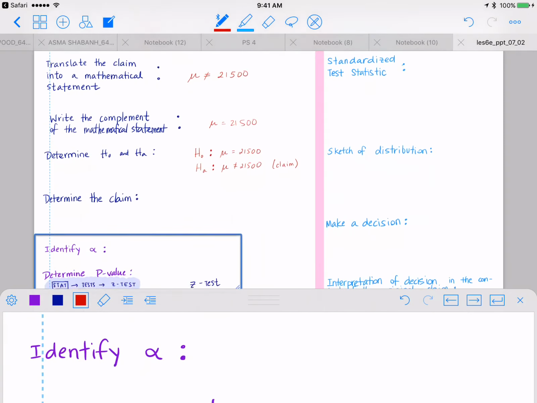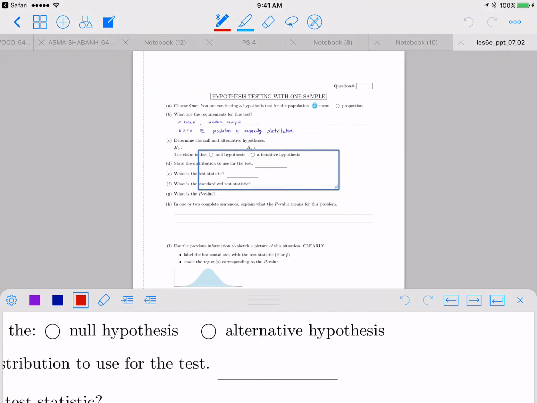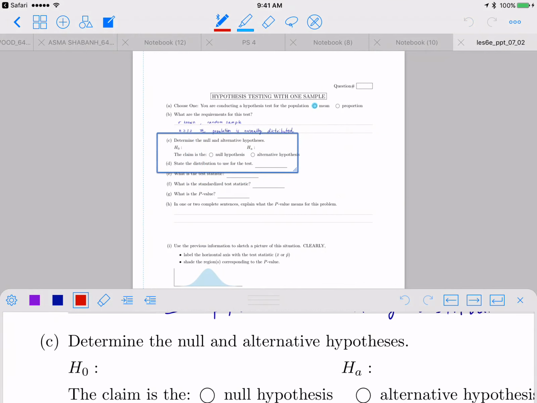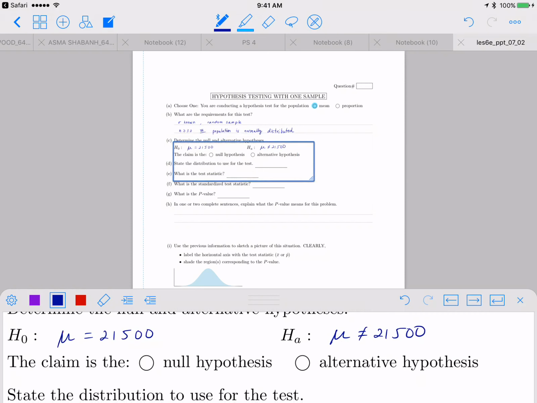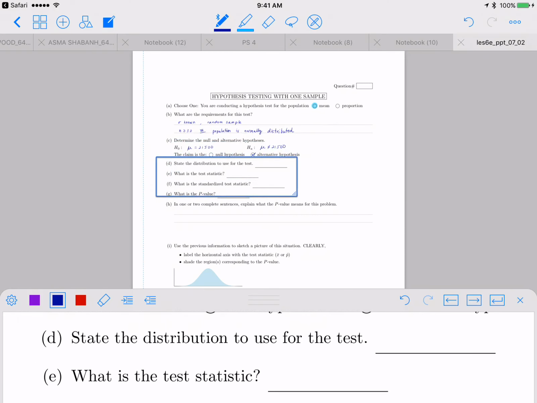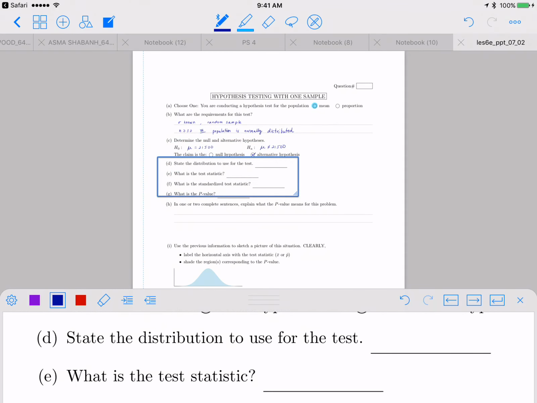Okay, so we are ready to put that in here. So our null hypothesis was mu is equal to 21,500. The alternative hypothesis, mu is not equal to 21,500. And the claim is the alternative hypothesis. Okay, so state the distribution to use for this test. We're going to use a z distribution because sigma is known.